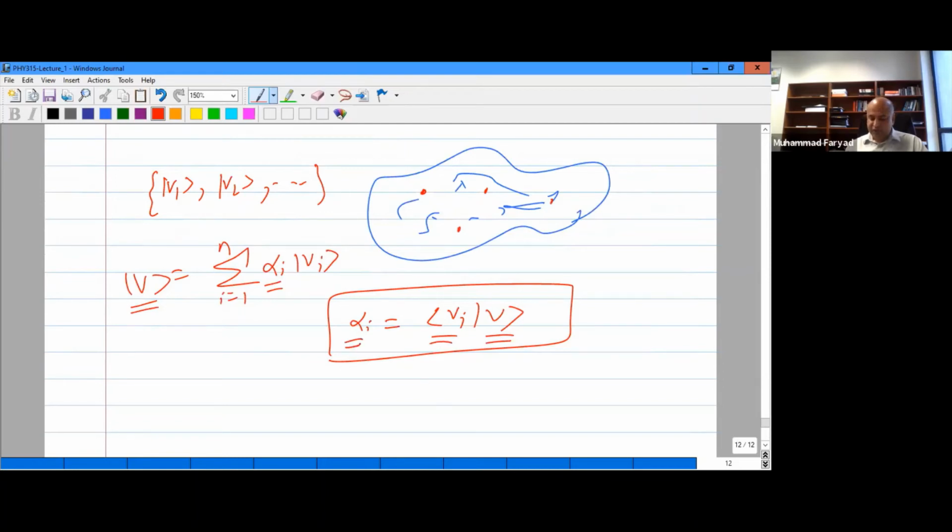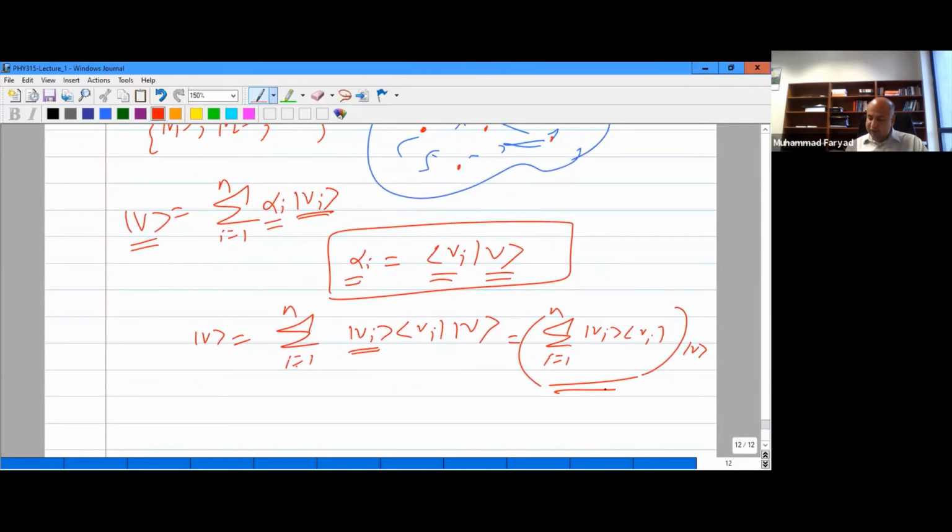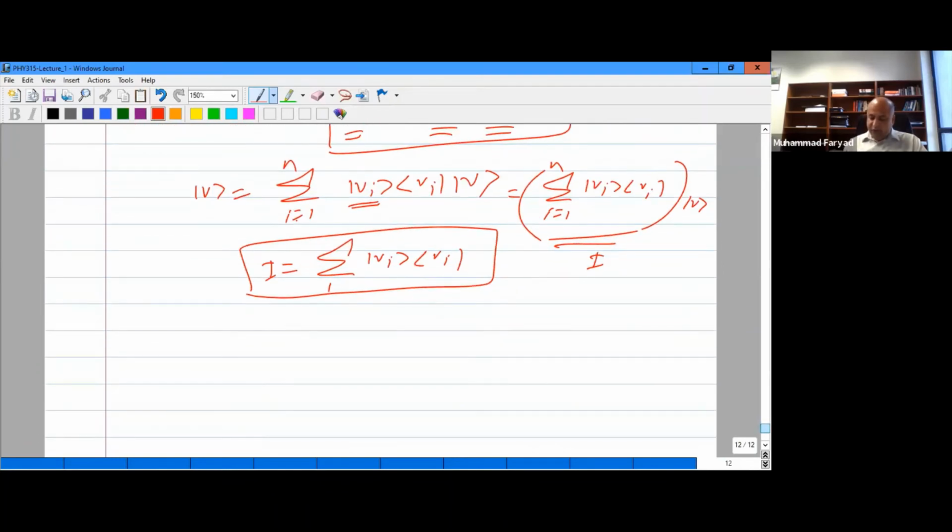So if I substitute this alpha i back here, then I can write this v vector as the sum from i equals 1 to n of vi, and let me write this alpha i on the right side: vi v. And since this sum is only on i, I can separate it: the sum over i from 1 to n of vi vi, acting over v. So this is essentially the identity, because this is v, this is v. So this is the sum over i of vi vi. This is the identity.